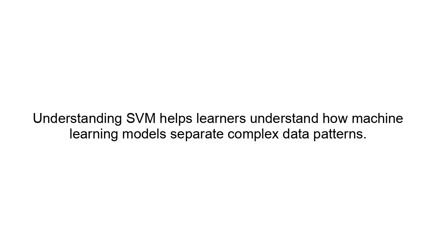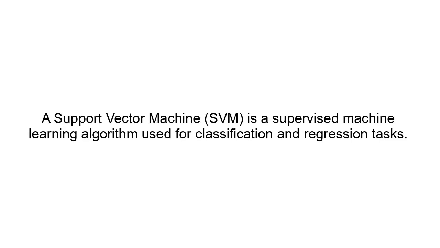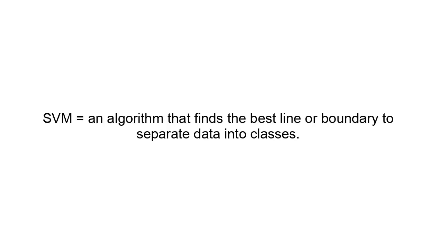What is a support vector machine? A support vector machine, SVM, is a supervised machine learning algorithm used for classification and regression tasks. It works by finding the best boundary, called a hyperplane, that separates different classes in a dataset. In simple words, SVM is an algorithm that finds the best line or boundary to separate data into classes. Example concept: data points mean separating, boundary means classification. The goal is to maximize the distance between classes and the separating boundary.